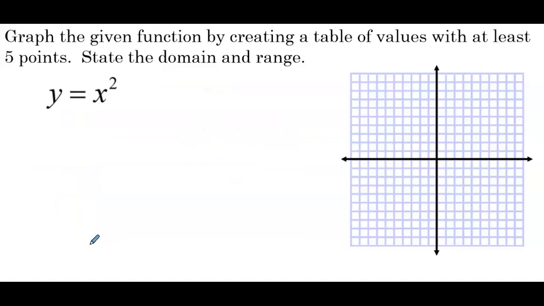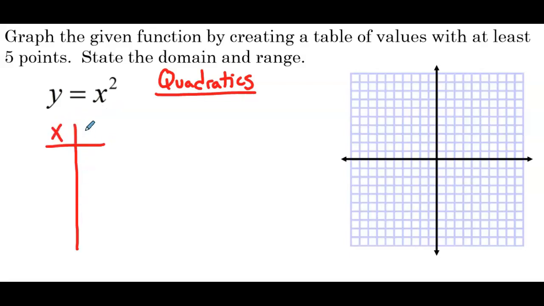Okay, next up, we have y equals x squared. So this is the category of quadratics. And we've graphed quite a few quadratic functions already. And this is the simplest one, y equals x squared. So let's create our table of values. Again, I'll stick with the -2, -1, 0, 1, and 2. Nice x values around the origin.